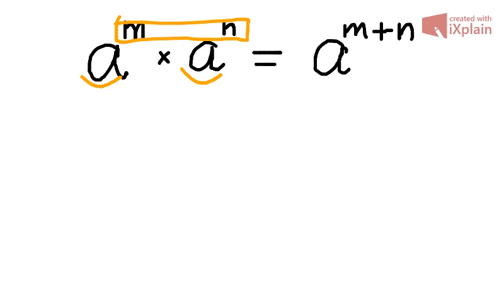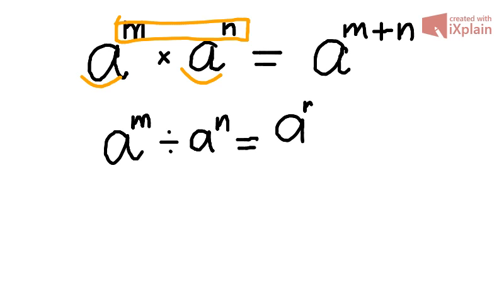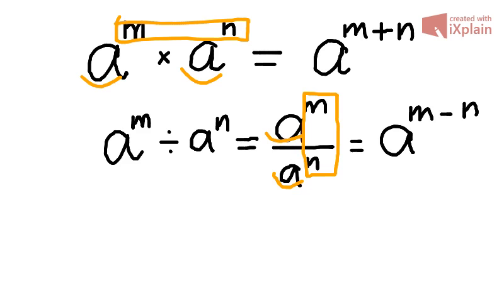So just recapping the rules, if we have another power, a to the m divided by a to the n, which is nicely written using a fraction line, a to the m over a to the n, same as before, the bases are matching, so all we need to do is keep the same base and subtract the exponents. So just recapping, multiplication of same bases, add the exponents; division of same bases, subtract the exponents.